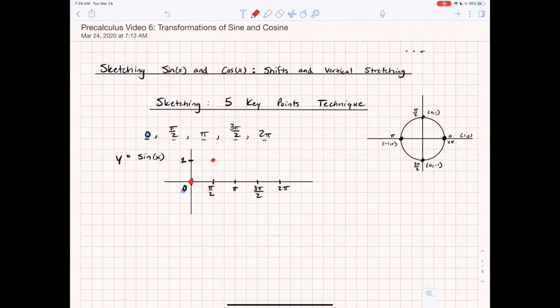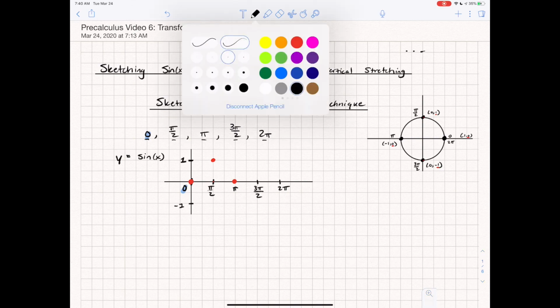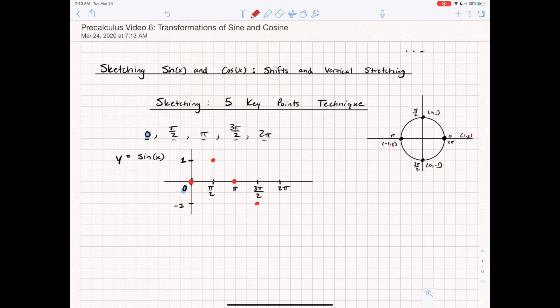When I get to pi, sine of pi is now 0, so I've gone back to the middle. Then at 3 pi over 2, sine has reached its minimum, which is -1, so I'm going to put a dot down there at -1 at 3 pi over 2. At 2 pi, we've recycled and I'm back to the middle. Now I've completed 1 cycle of the wave, which I'm going to sketch in. And here is 1 cycle for sine.